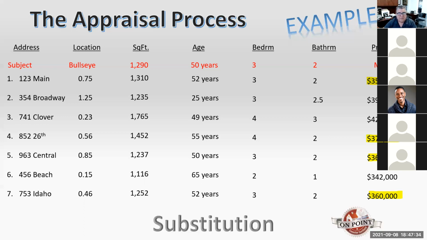And then it can't be worth less than comp 6, which is 342 because it's smaller and has less utility. So it can't be worth less than that. So now I've created my bracket. My lower bracket is 342. My upper bracket is 375. So it's going to be in between there somewhere, right? That's how you create what's called a bracket. And guess what? I've got 3 sales that are in between there perfectly. Does that make sense? Yes.